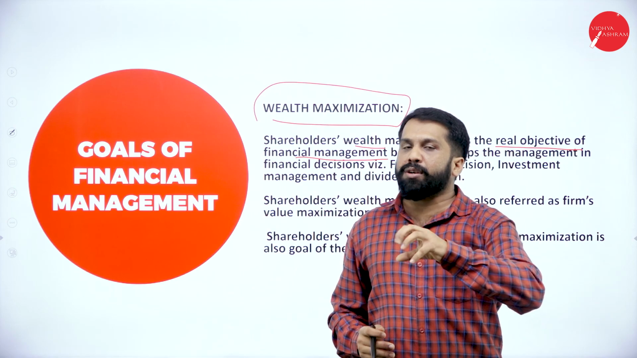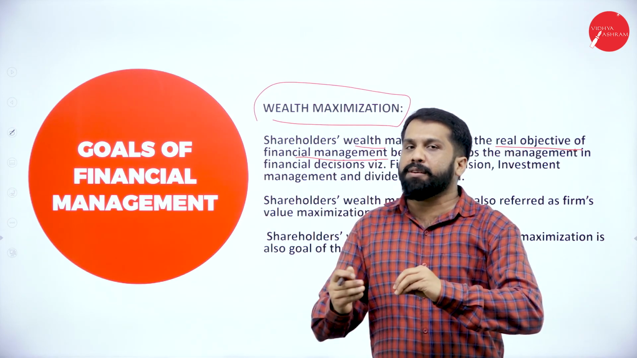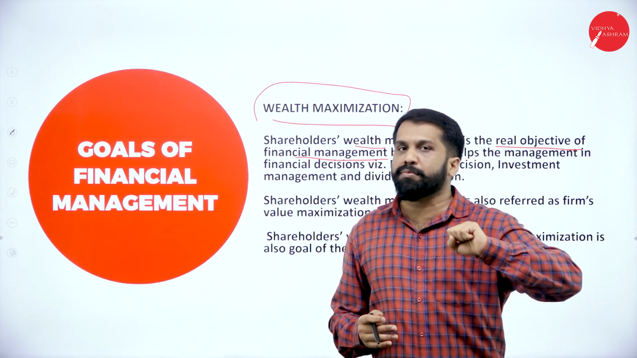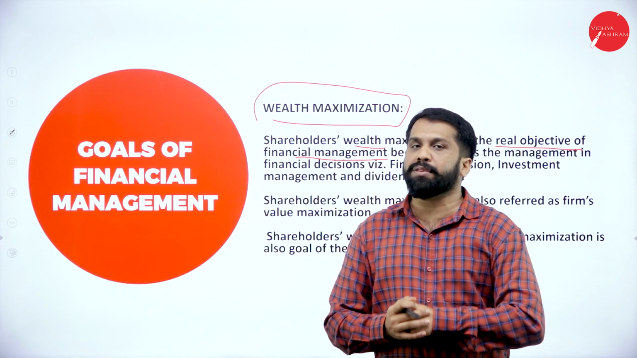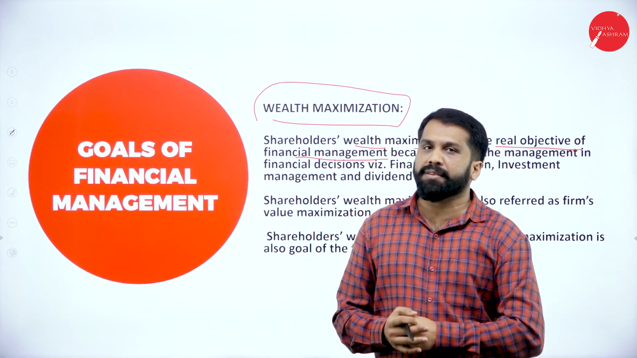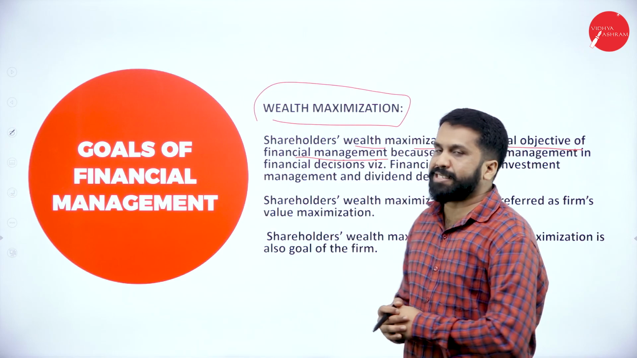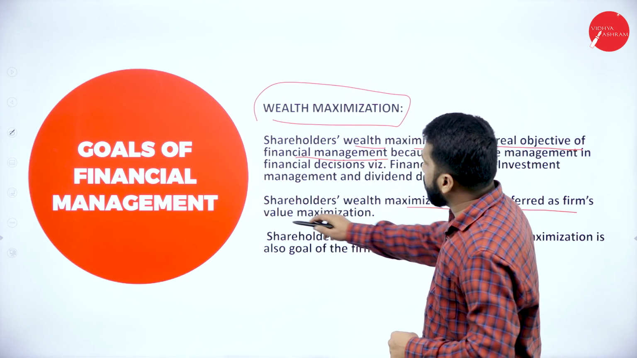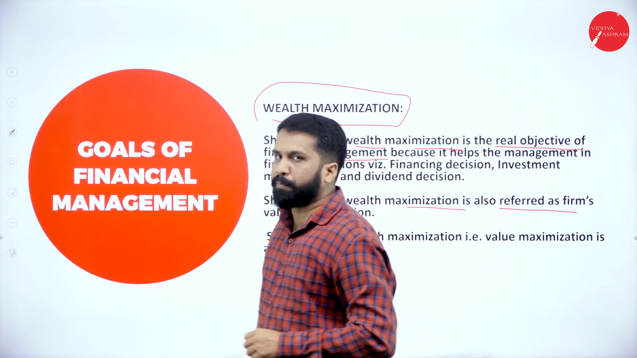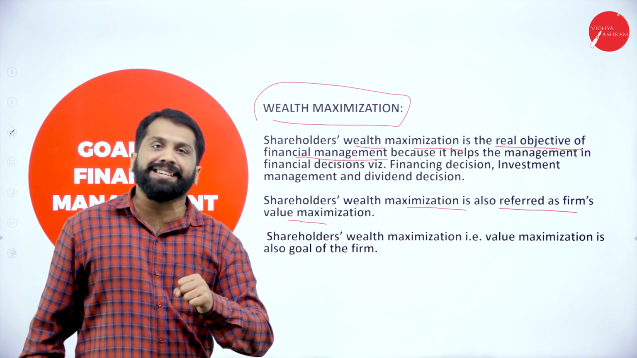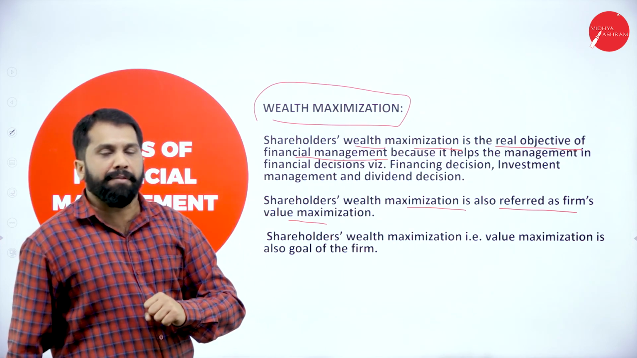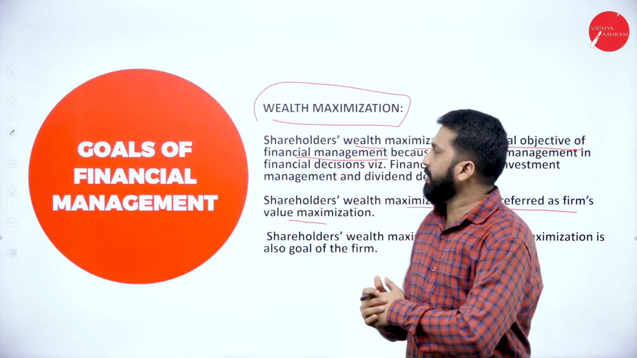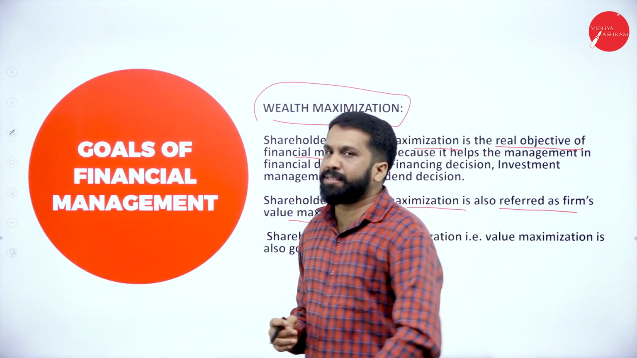Somebody has invested 1 lakh in your company. After 5 years, the 1 lakh has become 2 lakh. Then another 10 members will come and invest in your company. Why? Because your company is giving good returns. That is called wealth maximization. Shareholders' wealth maximization also refers to firm value maximization. If the amount they have invested is doubled, your firm's wealth also increases. This is called wealth maximization.